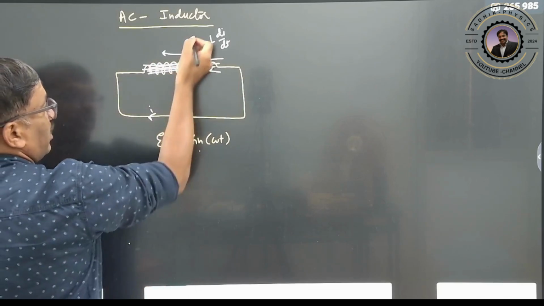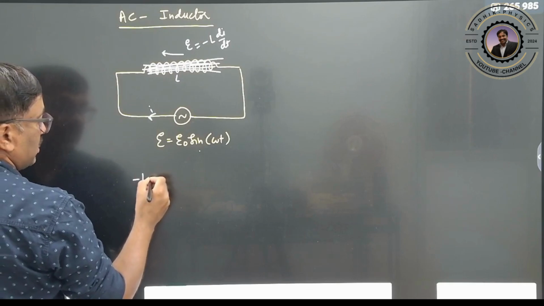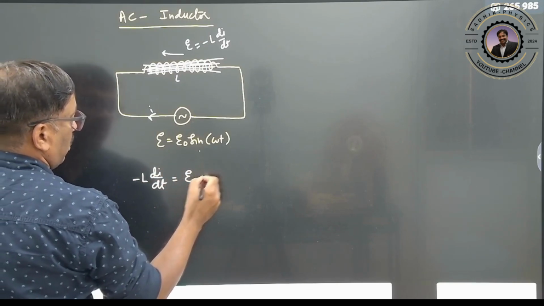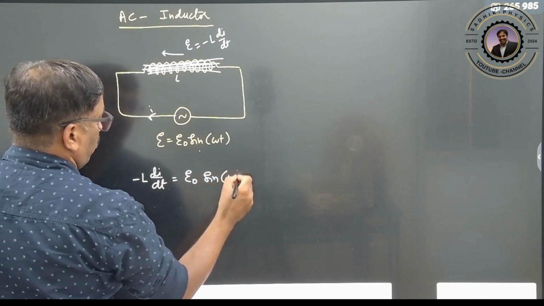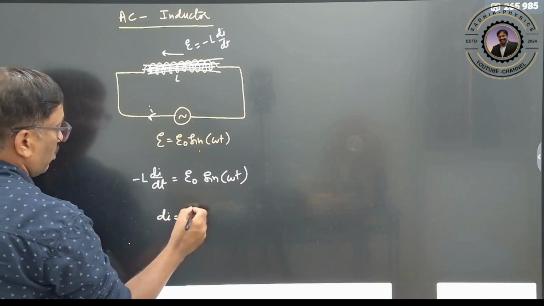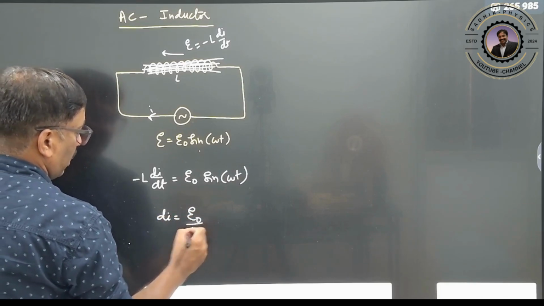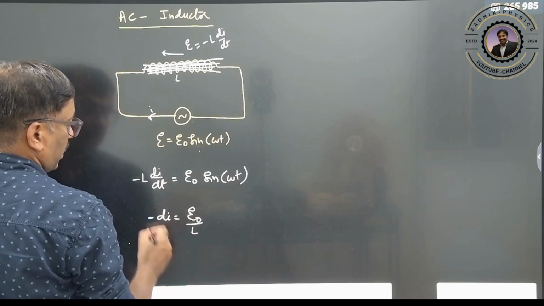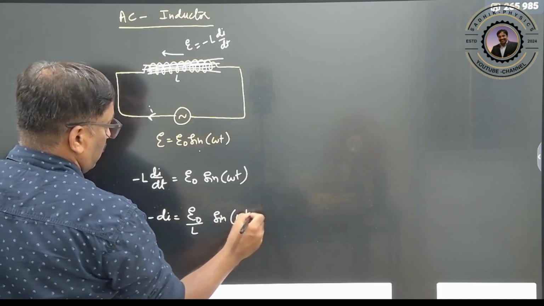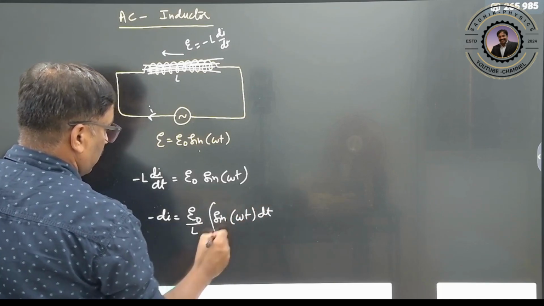The applied EMF and the back EMF are the same in magnitude: minus L into di by dt is equal to E naught sine omega t. Clear? So di is equal to E naught by L, with a minus sign, into sine omega t into dt, and now we integrate.